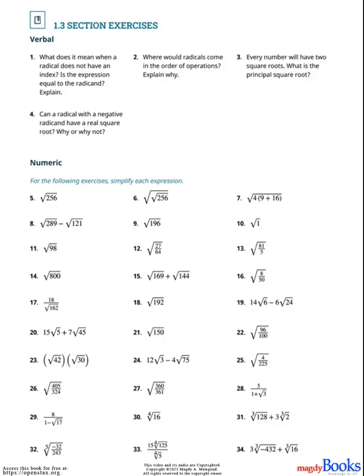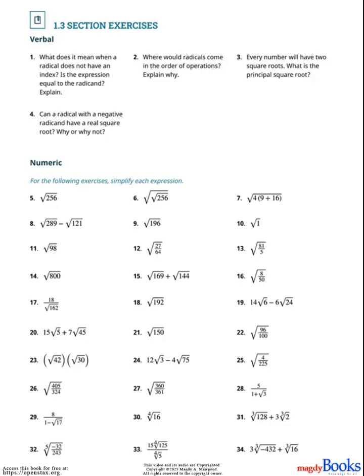3. Every number will have two square roots. What is the principal square root? 4. Can a radical with a negative radicand have a real square root? Why or why not? 2. Numeric. For the following exercises, simplify each expression.